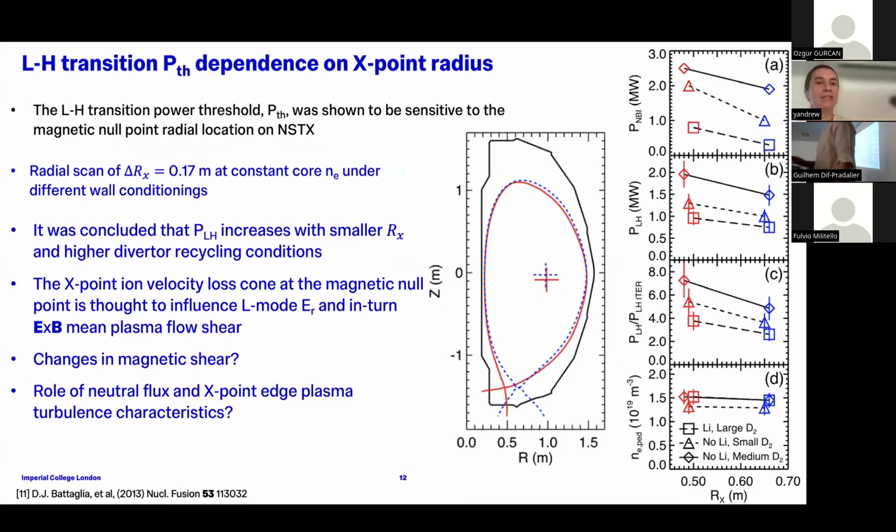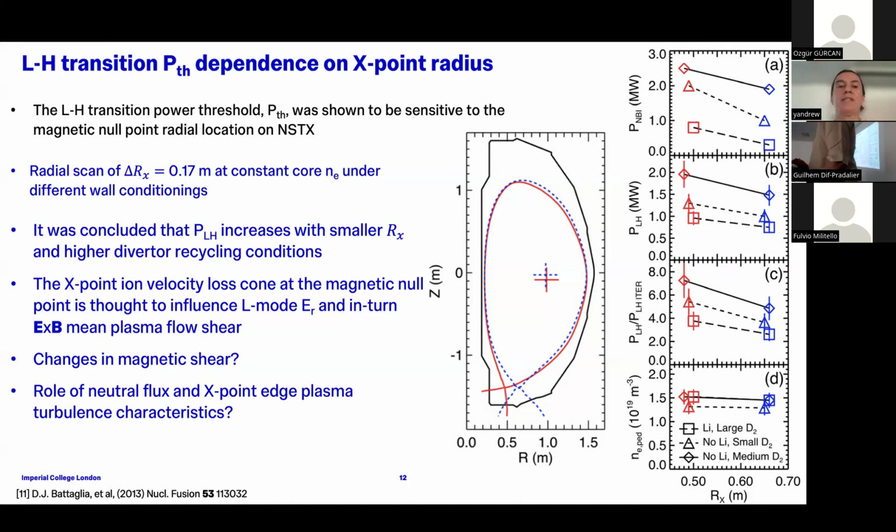And then I just wanted to highlight these really interesting experiments that were run on NSTX by Devin Battaglia. So this was published in 2013. And there, the thinking behind it was that the X point radial location would also be very sensitive. The velocity loss cone was very sensitive to the X point radial location. So they ran these experiments. So you can see here it goes from the blue to the red and the other way around. So we have a distance of about 17 centimeters change, and these were done at the densities here. You can see they tried to keep the pedestal density constant.